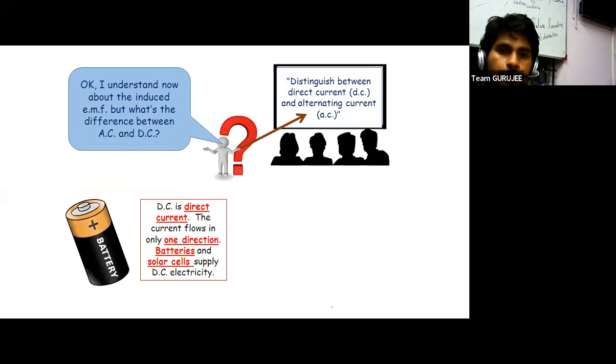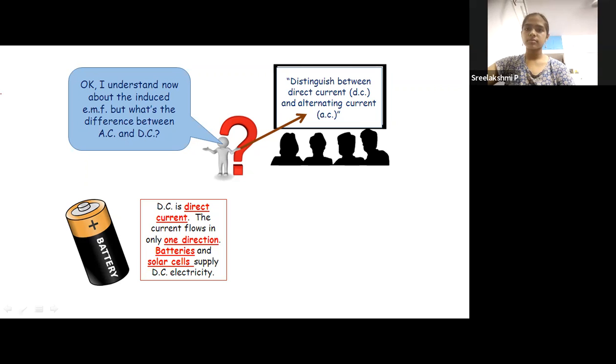So, for example, the first thing is direct current, simply DC. A battery produces a direct current, positive to negative only. The current flows in the battery through one direction. Batteries and solar cells are examples of direct current. Is it clear about direct current? All of you understood? Okay, good.